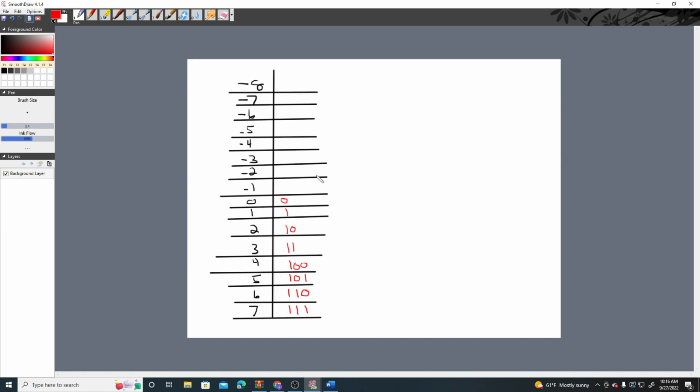Okay? So for the negative numbers, we're going to represent these a little differently. What we're going to do is we are going to flip all the bits and add 1. All right? So we're going to represent all of these with 4 bits. So let's make this look a little better.